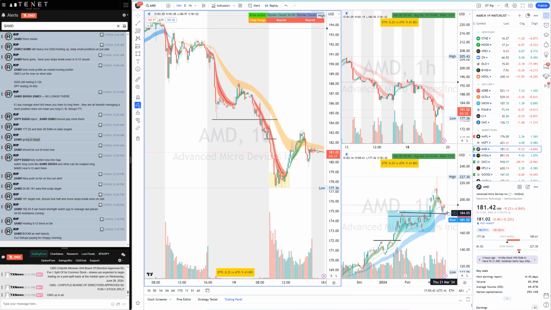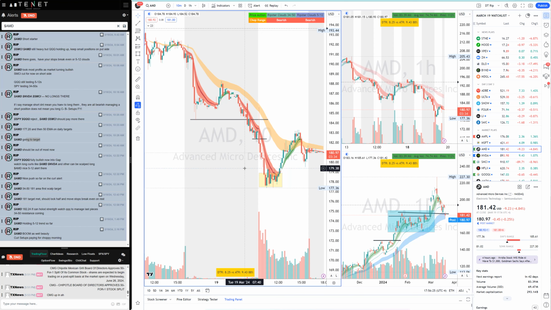Remember the other day I was talking about how AMD was breaking the 20 EMAs, so that's why it was bearish. So now let's talk about the reversal trade on AMD. So now we're going to discuss the curl on AMD. How did we trade the curl on AMD?